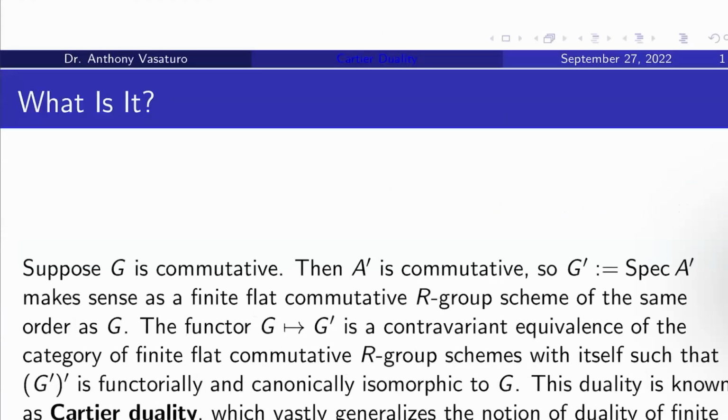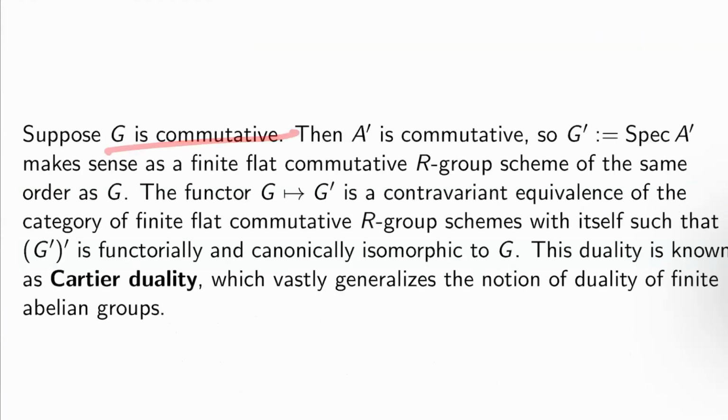So what is it? Well, let's suppose G is a commutative group scheme. Then the dual Hopf algebra from last video, A prime, is commutative. And so G prime, which we will use to denote Spec of A prime, makes sense as a finite flat commutative R group scheme, and it has the same order as G. So there's this functor that sends G to G prime, right? And this is a contravariant equivalence of the category of finite flat commutative R group schemes with itself. And under the setup, G prime prime is functorially and canonically isomorphic to G, as expected.